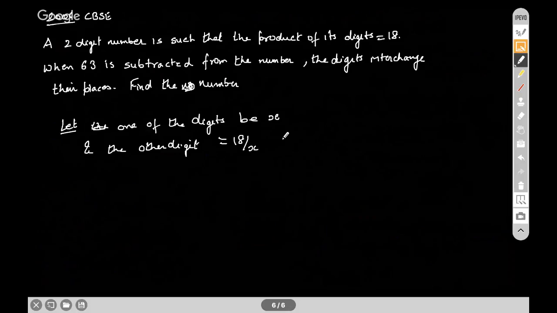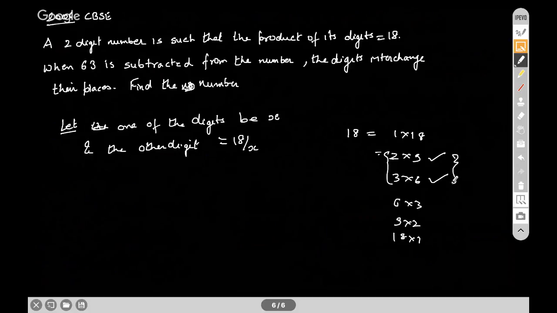So x clearly cannot be 18, because 18 is the product of two digits. 18 can be 1 into 18. 18 can be equal to 2 into 9. So here is one possibility. 18 can also be written as 3 into 6, another possibility, and then 6 into 3, 9 into 2, and 18 into 1 again. So either of these solutions will be there. But let's go ahead and see whether we are doing it correctly or not.